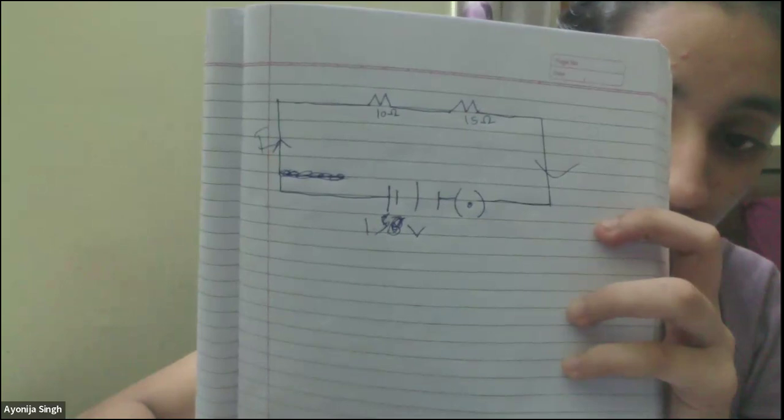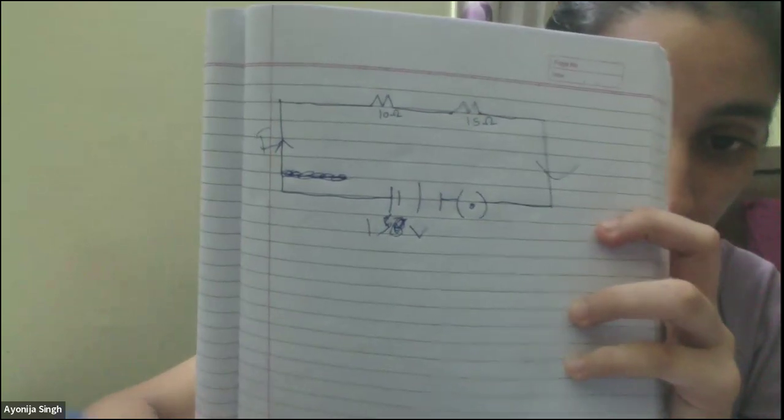Okay, see, the battery that you have drawn has been drawn incorrectly. While drawing the battery, you have to check that the terminals alternate: one should be positive, then negative, then positive, then negative. Okay, sir.